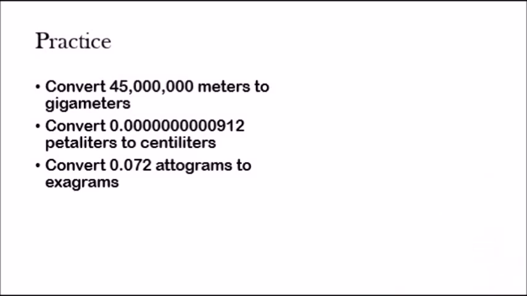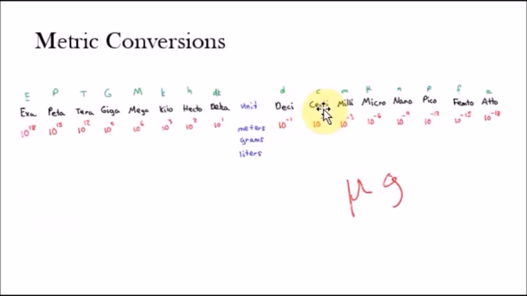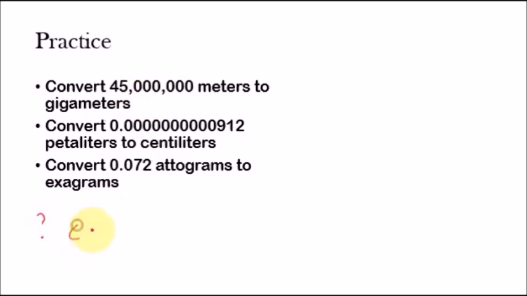Alright, so the second problem says we want to convert this crazy number, petaliters, to centiliters. So we start with what are we looking for? That's centiliters. If you look here, it's a little c, and then we're going to have to use capital L for liters. What are we given? We're given this very tiny number here. I'm going to use scientific notation again because I don't want to have to write all those little zeros. So it's 9.12 times 10 to the minus, and then we can start counting: 1, 2, 3, 4, 5, 6, 7, 8, 9, 10, 11.